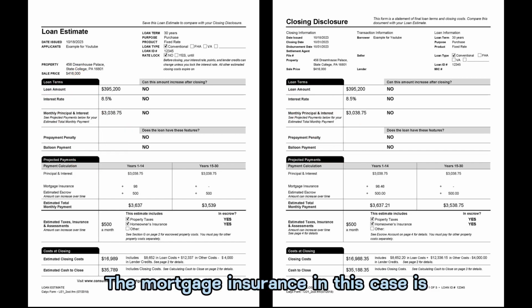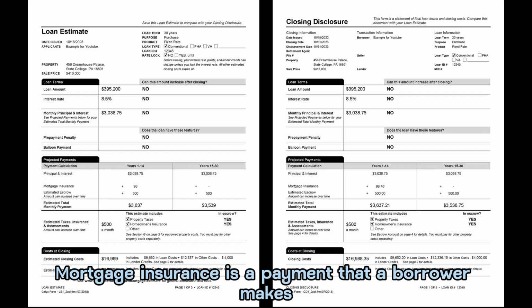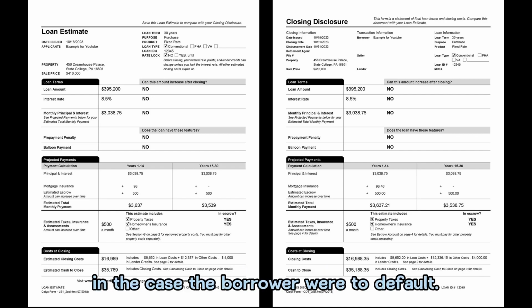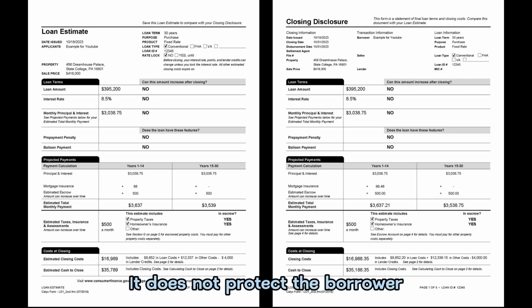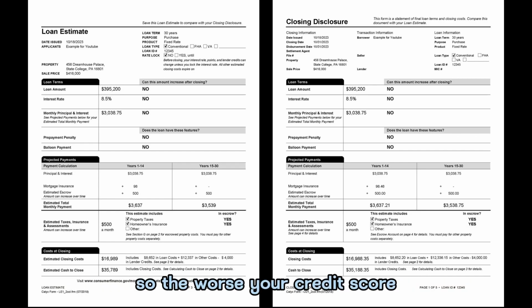The mortgage insurance in this case is because this is a 5% down conventional loan estimate. Mortgage insurance is a payment that a borrower makes that protects the lender in the case the borrower were to default. It does not protect the borrower. And mortgage insurance goes by your credit score. So the worse your credit score, the more you pay.